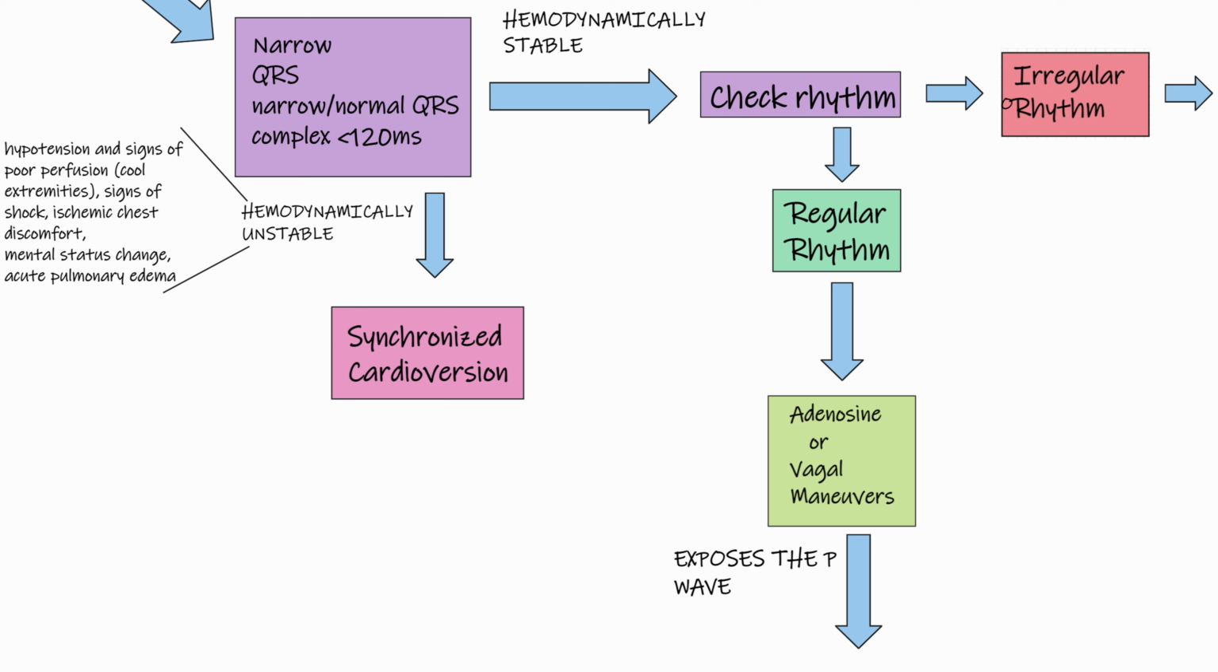Okay, let's say he is stable. Well, we can check for a rhythm. We check for a rhythm. Are the RRs consistent? Are the RRs consistent on the EKG? If that's the case, then we should suspect that the patient might have an AVRT or AVNRT, and we could unmask a P wave by either doing a vagal maneuver or by giving adenosine.